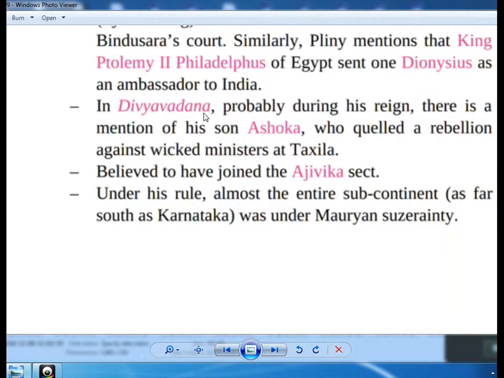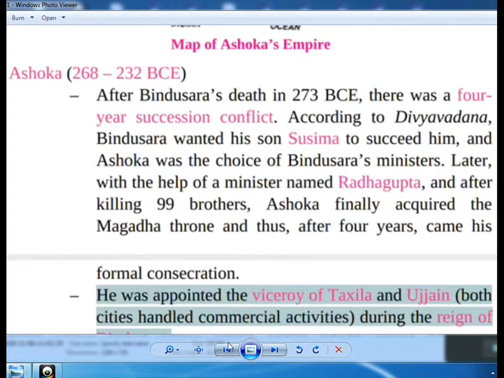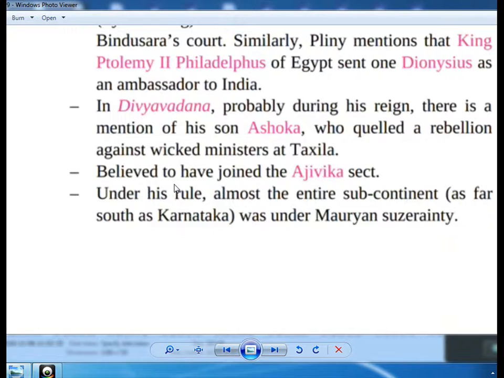The Divyavadana, probably during his reign, mentions his son Ashoka, who quelled a rebellion against weak ministers at Taxila and is believed to have joined the Ajivika sect. Under his rule, almost the entire subcontinent as far south as Karnataka was under Mauryan suzerainty. Next we discuss Ashoka.